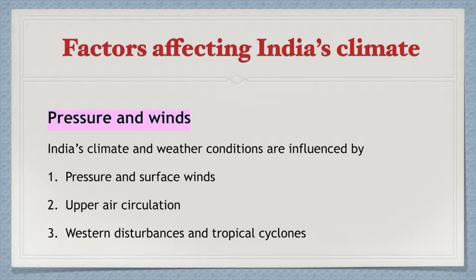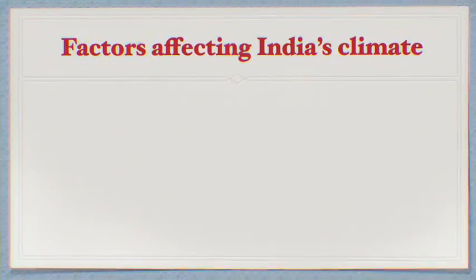Factors affecting India's climate. Next factor is pressure and winds. Pressure and surface winds affect India's climate. Then upper air circulation, air circulated over several thousand meters above sea level. Then western disturbances and the tropical cyclones. These are all the three factors that contribute to India's climate. We will see one by one.